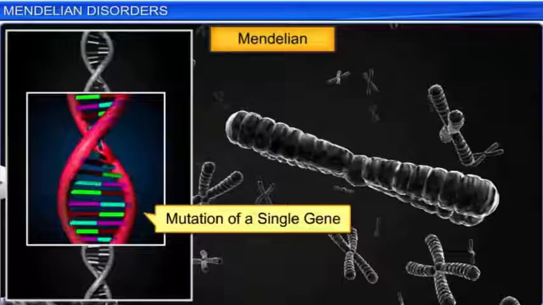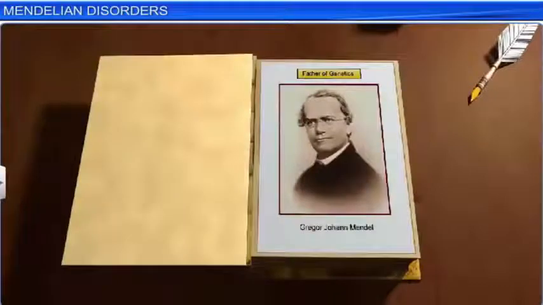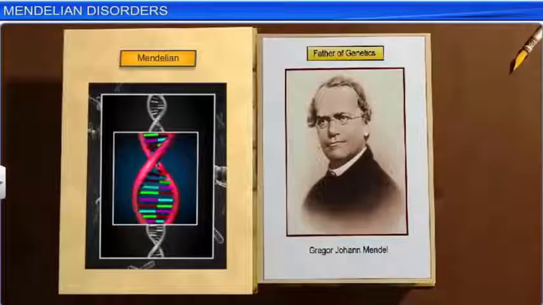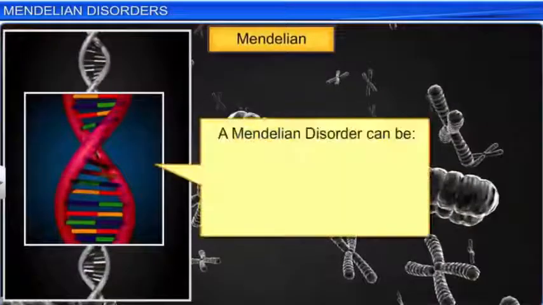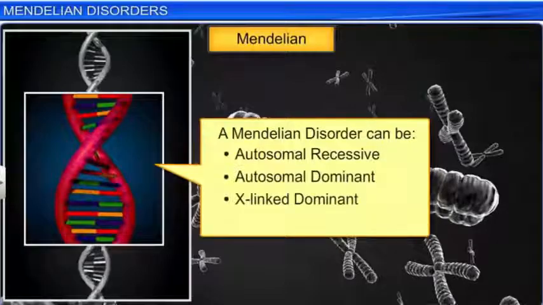Let's now learn about Mendelian disorders in greater detail. The mutated genes that cause Mendelian disorders follow the laws of Mendelian inheritance. These disorders can be autosomal recessive, autosomal dominant, X-linked dominant, or X-linked recessive.